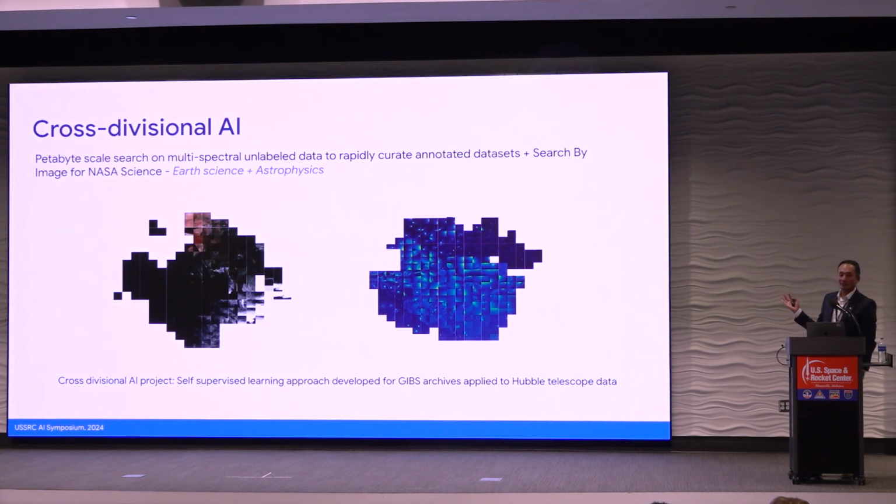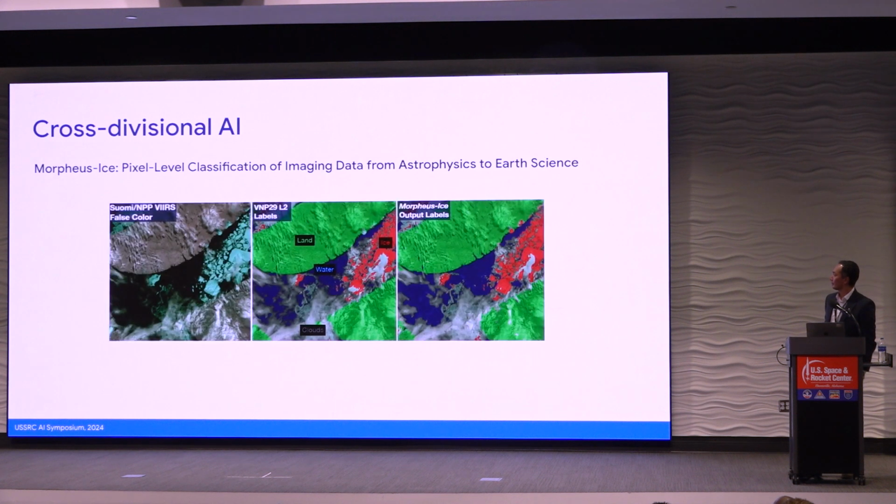Some of these algorithms that have been developed for one domain have been easily transferable to another. This is an example on the left used on Earth science satellite imagery. The same approach was transferred to Hubble telescope images, where they were able to cluster these images based on similarity. And this is the other way around, where something that was developed for the astrophysics division was readily used in the Earth science division.